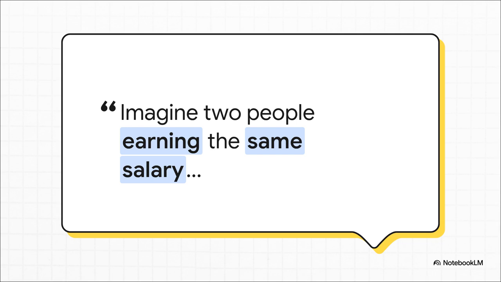So what does a good hook even look like? Well, imagine starting a script with this line: "2 people earn the exact same salary, but one retires a millionaire while the other ends up broke." See that? It immediately creates this puzzle in the viewer's mind. They instantly want to know why that happened. And you bet they're going to stick around to find out the answer.